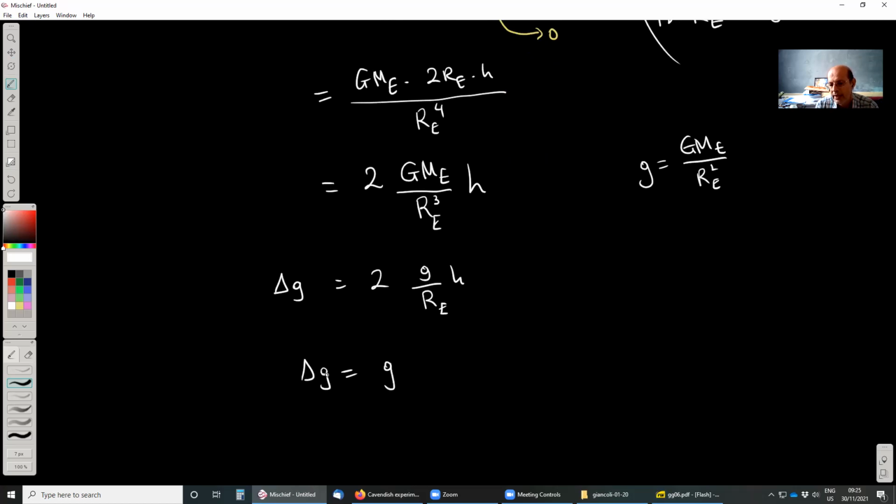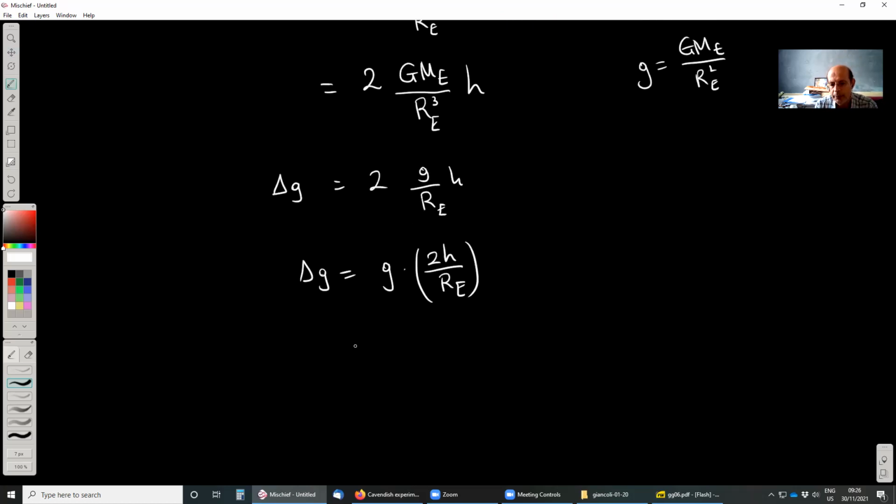So we have the difference in the values of the gravity equal to the surface gravity multiplied with a dimensionless number in here, basically the ratio of two distances. Okay, so let's then compute this. I know that this is like 9.8 meters per second squared. It's 10.